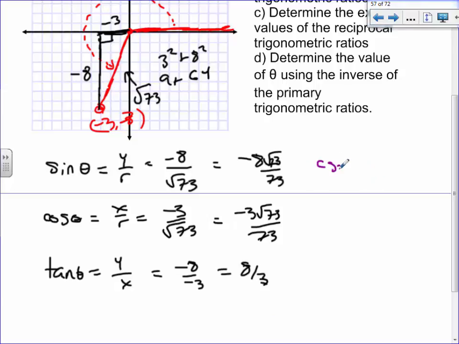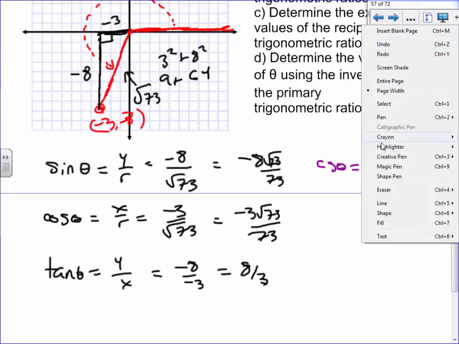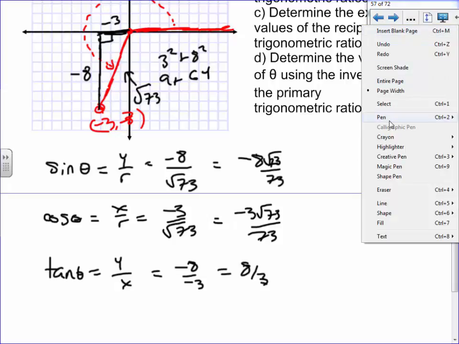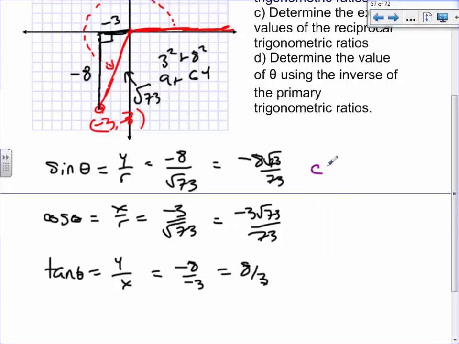Sine's buddy is cosecant. Oh, I didn't write that properly. Fix that. Sine's buddy is cosecant, CSC theta. And all you're going to do is flip it upside down. So you know how right here I had negative 8 over root 73? Just make it 73 over negative 8.